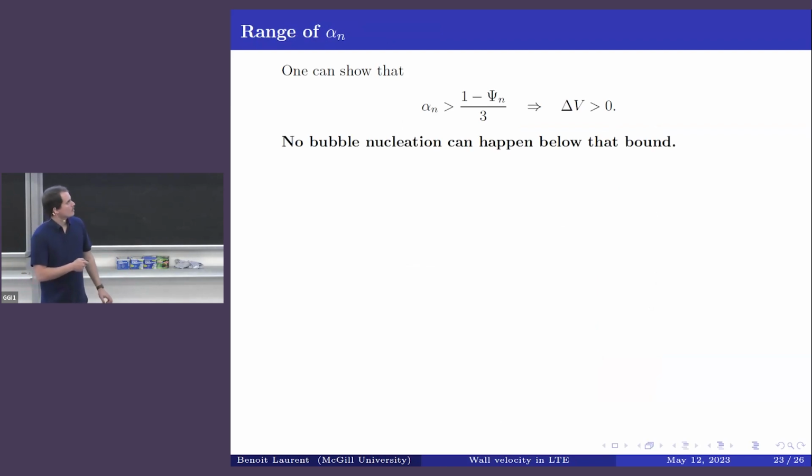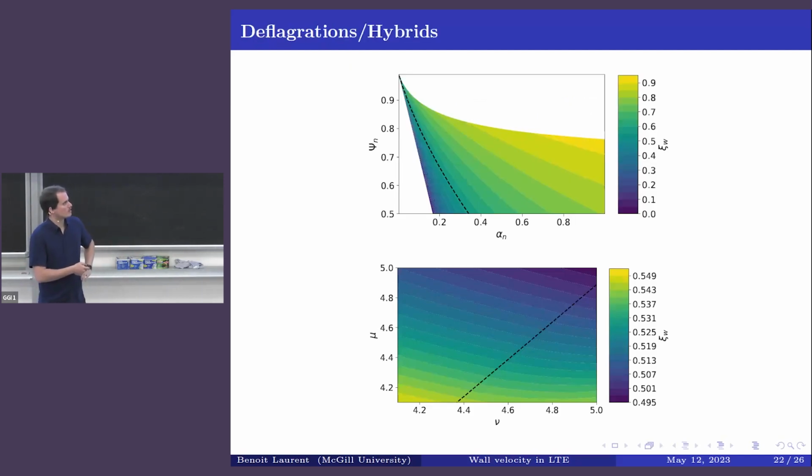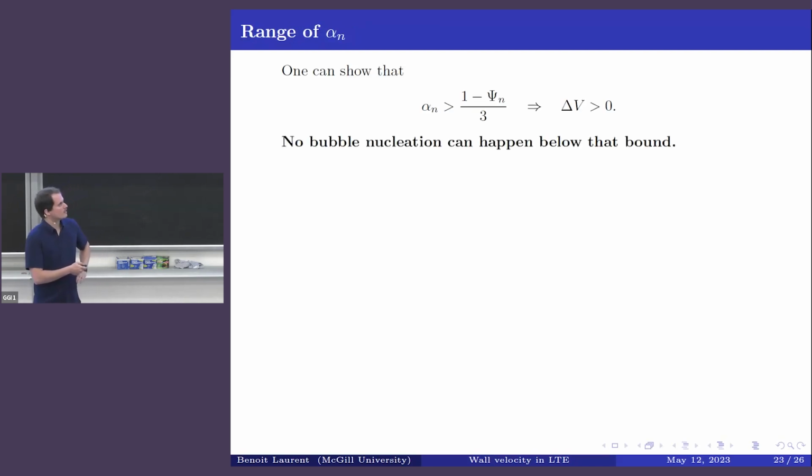Yes, I just wanted to talk a bit about the range of alpha that is allowed to get a deflagration or a hybrid solution. So we see here that there are basically two regions where we cannot find any solution. On the left-hand side, it's simply that if we go there, the difference of potential energy between the two minima doesn't have the right sign. So in that case, no nucleation can ever happen, just because we are already in the true vacuum. So this is not a surprise to see that we don't have any solution below that value of alpha.